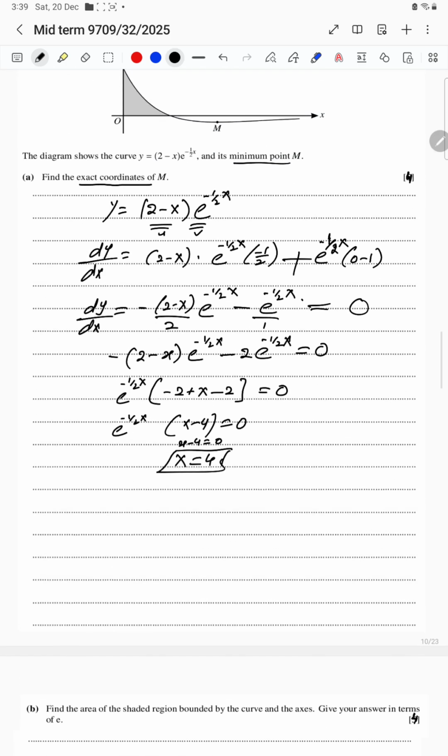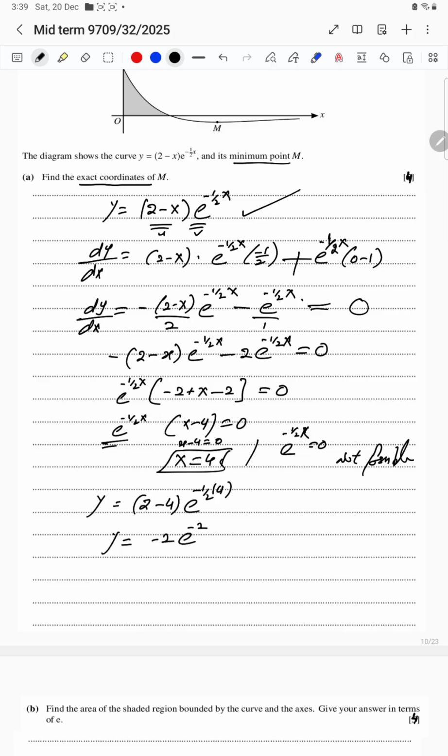So for the coordinate of y, now replace this 4 in the original equation, so y will be, because this will be ignored, e to the minus 1 by 2x is not possible, so you can ignore. Y equal to 2 minus x, x is 4, e raised to minus 1 by 2 times 4, y is minus 2 e raised to power minus 2. Yeah, so my M coordinates in exact form are 4 comma minus 2 e raised to power minus 2. That's the answer.